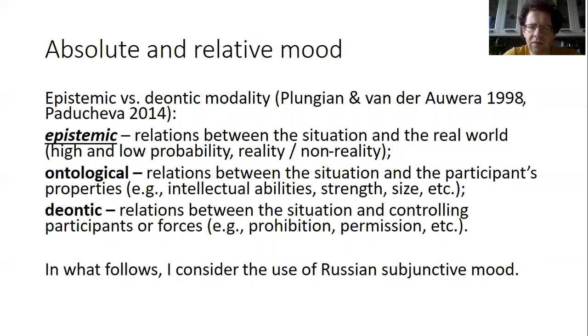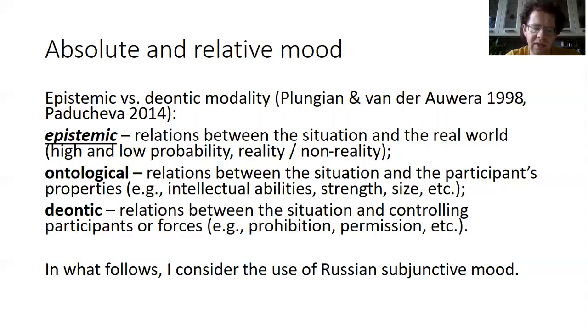However, there are two other types of meaning, as Plungian and Van der Auwera and Pa­dučeva show. The ontological type denotes relations between the situation and the participant's properties. For instance, Peter can solve this problem, or Петя может переплыть эту реку. What's relevant here are Peter's properties, so his intellectual abilities, strength, physical form, and so on. Finally, the deontic type denotes relations between the situation and the controlling participants. That means that the deontic type includes meanings like prohibition, permission, and so on. For instance, теперь вы можете идти. You can go now. That means I allow you to go.